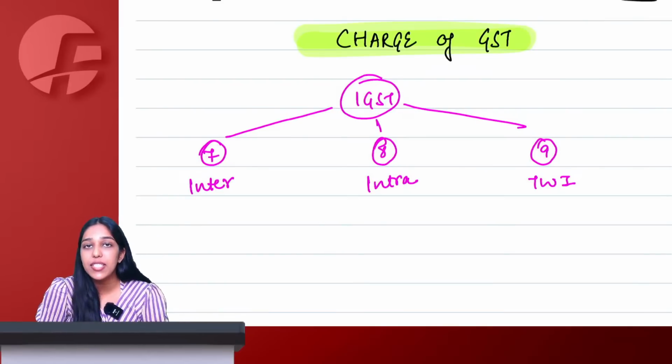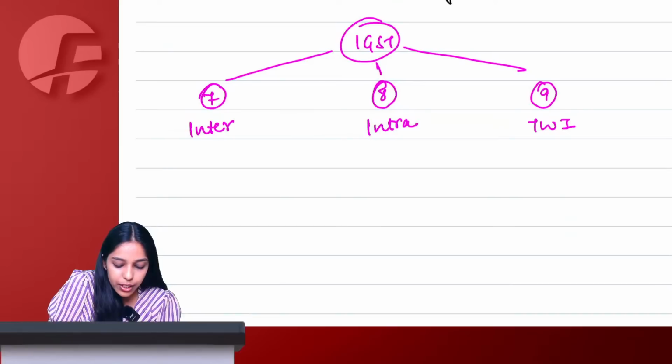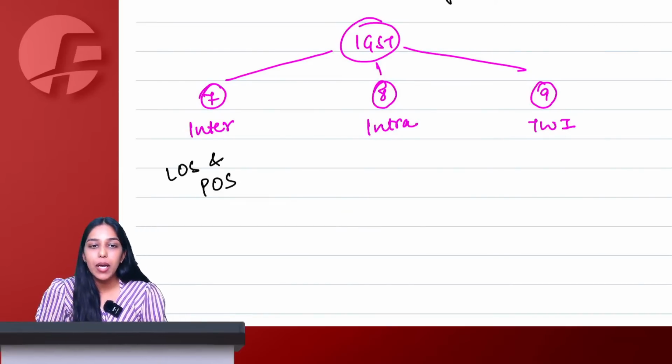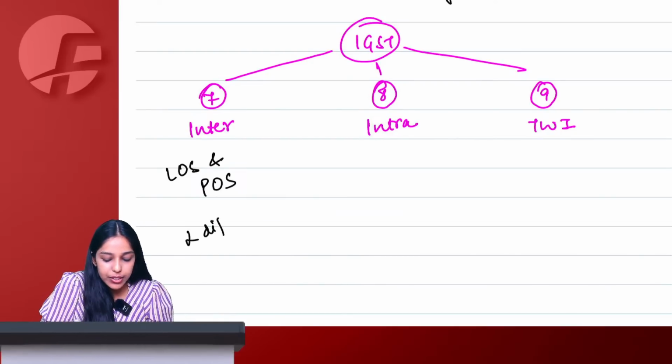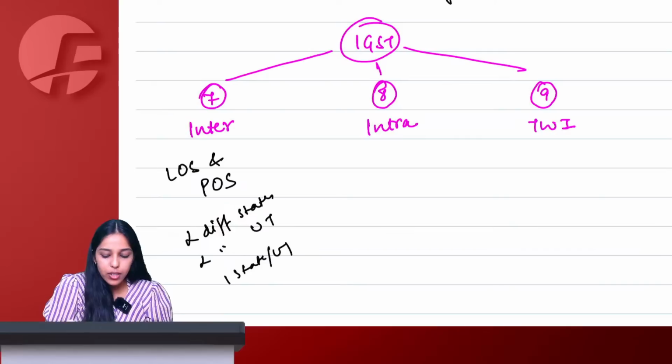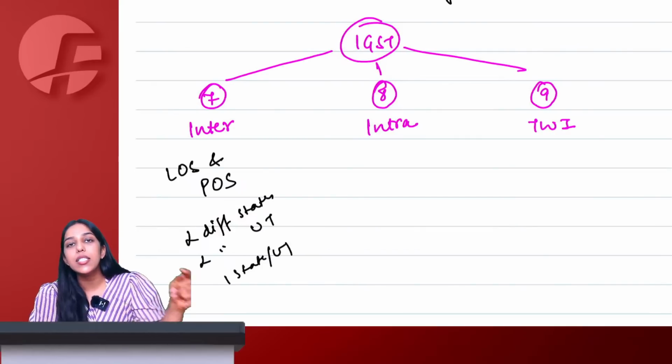Section 7 of the IGST Act says that if the location of the supplier and the place of supply are in two different states or two different union territories, or one state and one union territory, then of course it is going to be treated as an interstate supply.